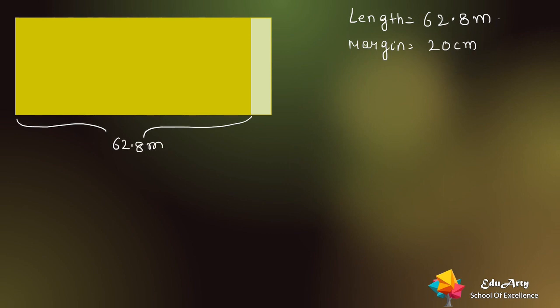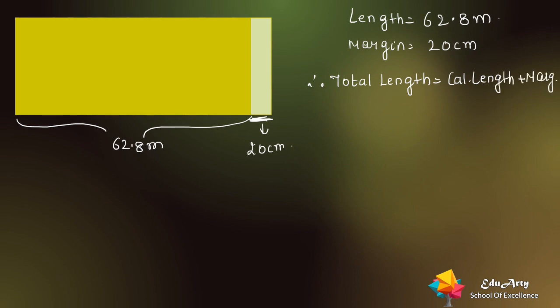When we counted the length, we did not consider the margin, you see. So now we have to consider this margin. And how much is this margin? This margin is 20 centimeters. Correct? That means how is this going to work out? Therefore, what will be the length? Therefore, total length is equal to calculated length plus margin. Correct? Calculated length plus margin.